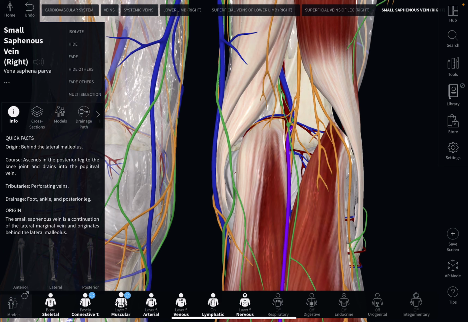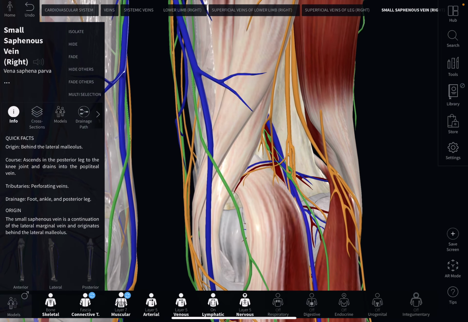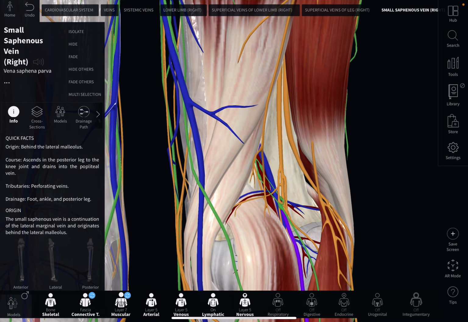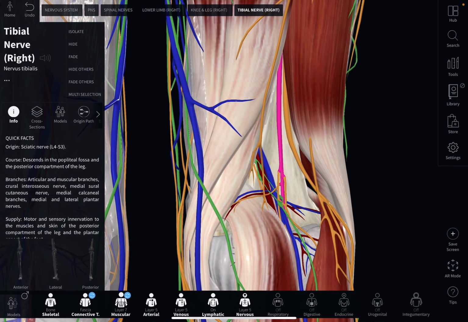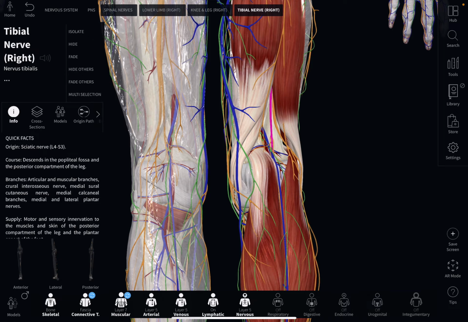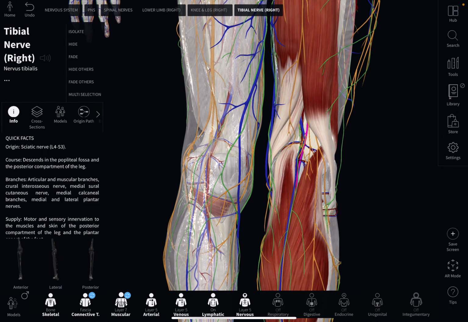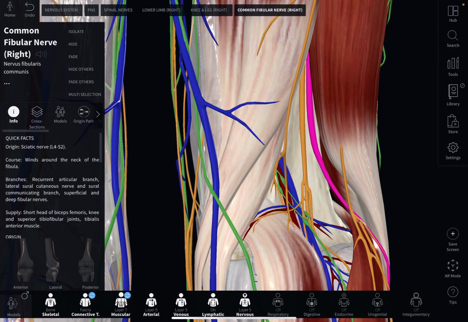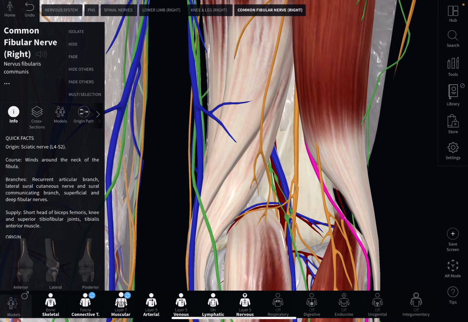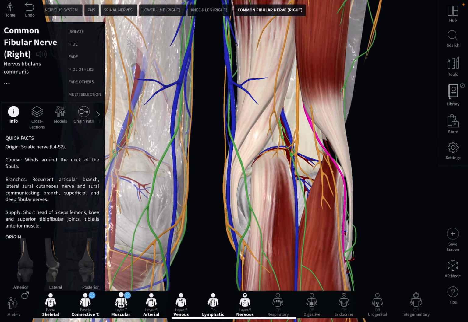Now, the other contents of the popliteal fossa are the two terminal branches of the sciatic nerve. The two terminal branches of the sciatic nerve are the tibial nerve, which passes from the superior angle of the popliteal fossa to the inferior angle of the popliteal fossa, meaning vertically downwards. And the second terminal branch is the common peroneal nerve, which is this, and it passes from the superior angle to the lateral angle of the popliteal fossa.